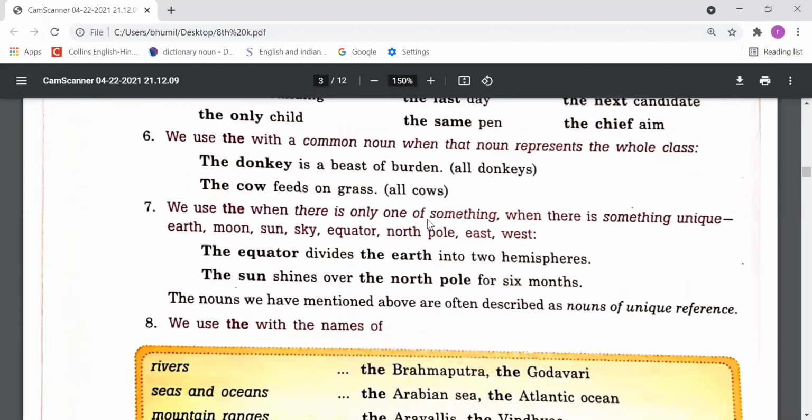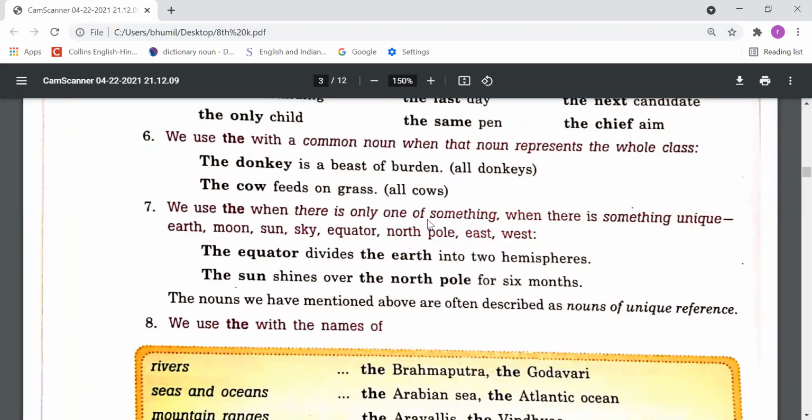Seventh point, we use the when there is only one of something, when something is unique: earth, moon, sun, sky, equator, north pole, east, west. When things are unique of their kind, those things are also definite. With those also we should use the article, like the equator divides the earth into two hemispheres and the sun shines over the north pole for 6 months. So all these things are one of their kind, that's why we have used the article with them.